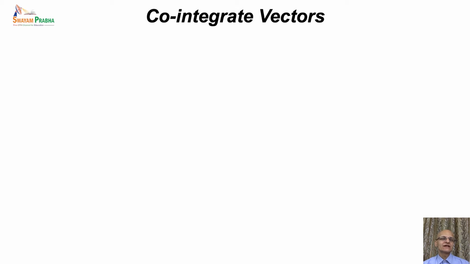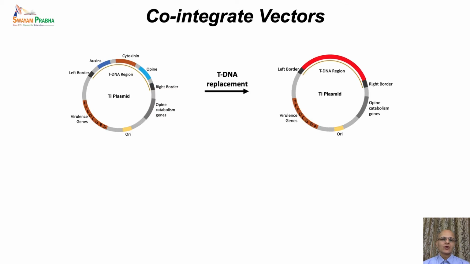So the first category is the cointegrate vectors. Now cointegrate vectors are the deletion derivatives of the Ti plasmids. As we discussed earlier, we simply replace the T-DNA segment of the Ti plasmid with desired DNA segments that we want to transfer to the plant genome. And further, some of the other components that are unnecessary for the T-DNA transfer function can be simply removed from the Ti plasmid, like these opine catabolism genes, which do not play any role during the T-DNA transfer process. They can simply be removed from these plasmids.